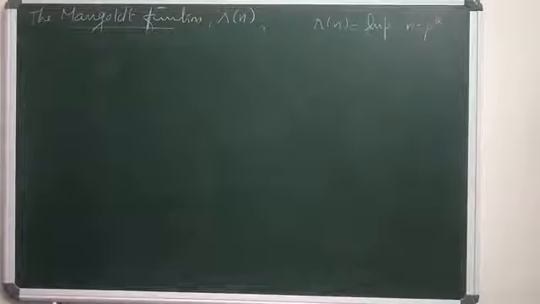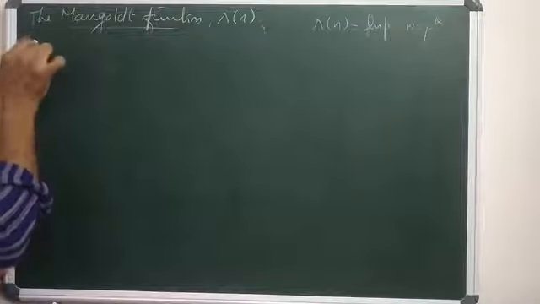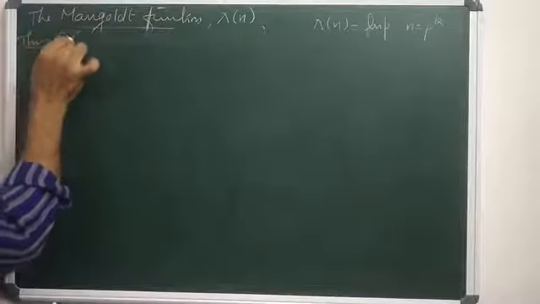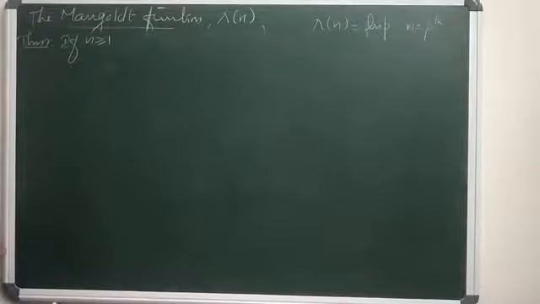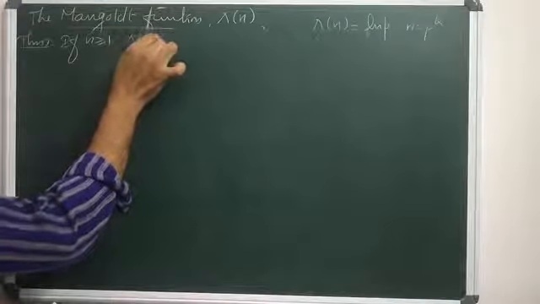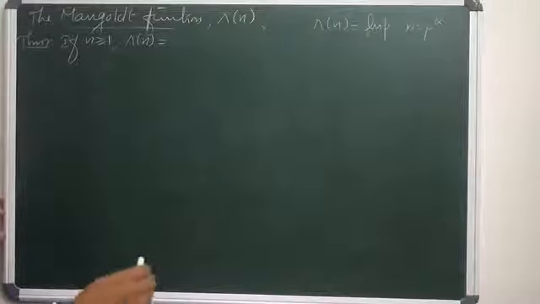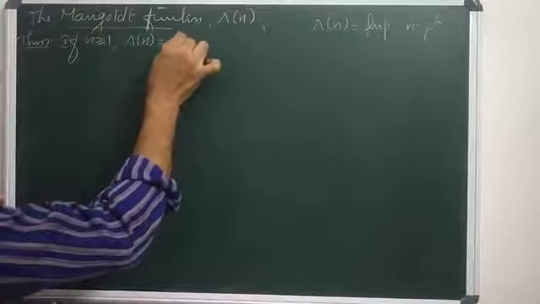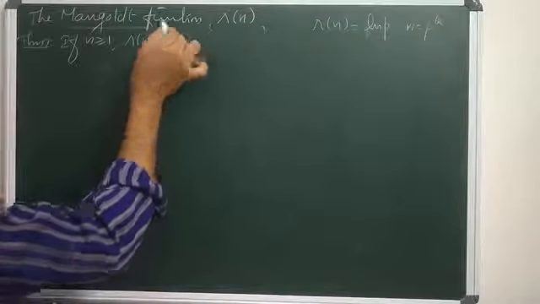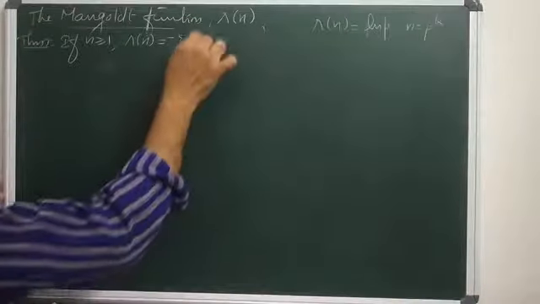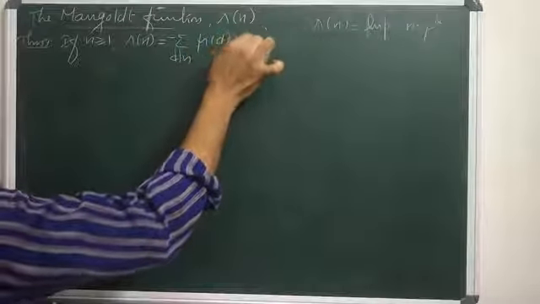Now we are going to another result. That is, the theorem states that if n ≥ 1, Λ(n) equals the von Mangoldt function. We know that when n ≥ 1, Σ_{d|n} Λ(d) equals log n. So if n ≥ 1, Λ(n) equals minus Σ_{d|n} μ(d) log d.